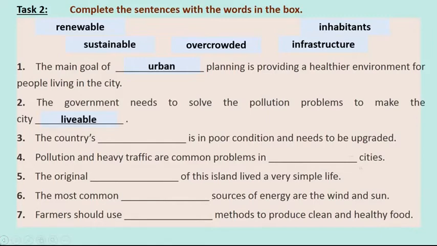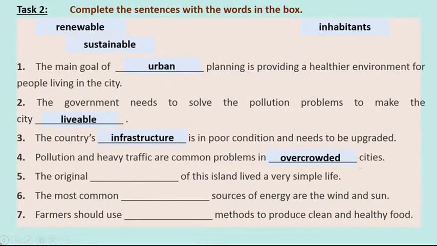3. Here we need a noun. What is in poor condition and needs to be upgraded? It is infrastructure. Next, question number 4. We write overcrowded because pollution and heavy traffic are common problems in the cities which have too many people.